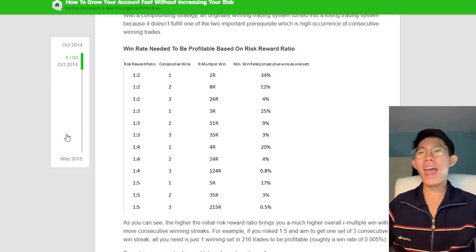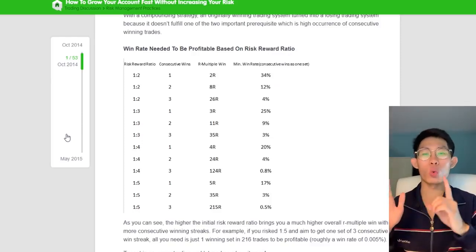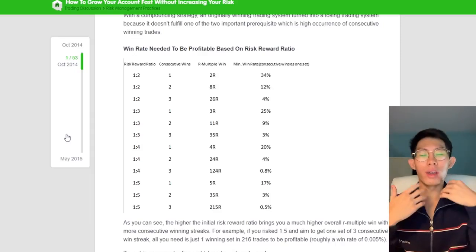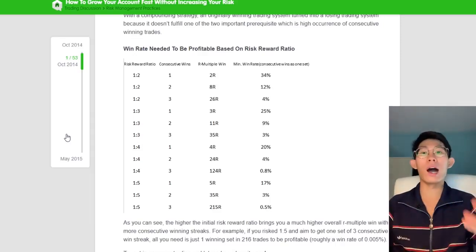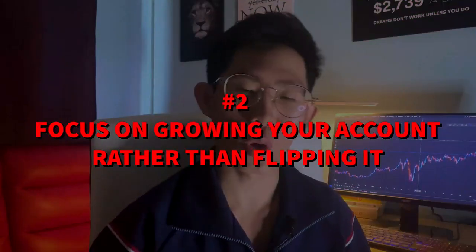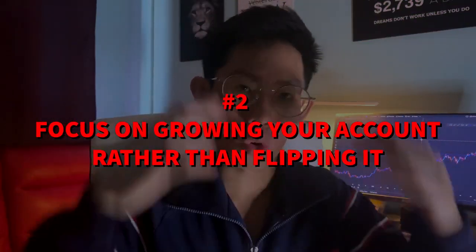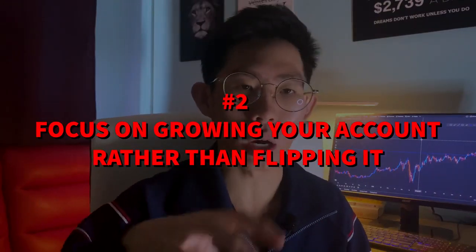So never ever take trades that have a 1:1 risk to reward ratio. Try to aim for 1:2 or 1:3 or even 1:5, right? The higher, the better. My second tip for you guys is to have the mindset of growing your account rather than trying to flip it.